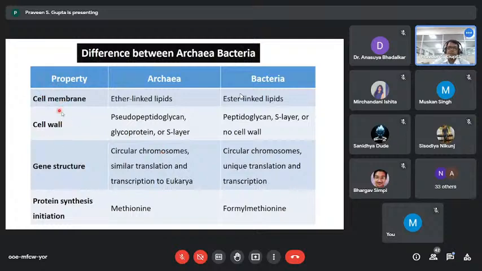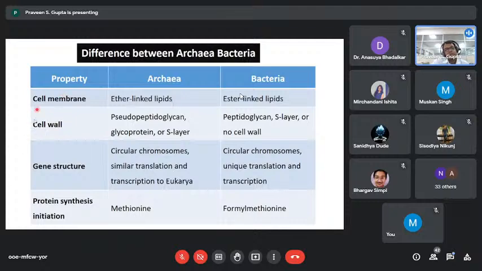And again, in the comparative study, there are n number of points, but you should mainly remember four points. The cell membrane, the first one. Bacteria possess an ester link in their cell membrane, which is basically a lipid layer. Of course, the lipid possesses ester. But in archaea, the ester is not present. Instead of that, you can find ether. So ether-linked lipid will be present.